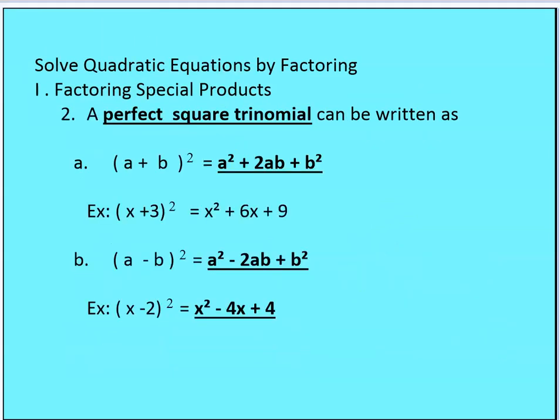Right, a perfect square trinomial can be written as a plus b squared, which is a squared plus 2ab plus b squared, and a minus b squared, which is a squared minus 2ab plus b squared. So the two examples would be x plus 3 squared, which is x squared plus 6x plus 9, and x minus 2 squared, which would be x squared minus 4x plus 4.